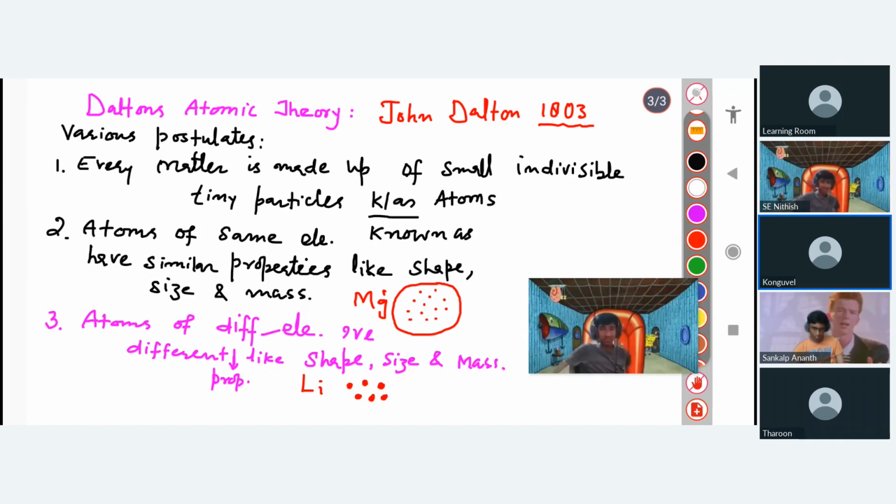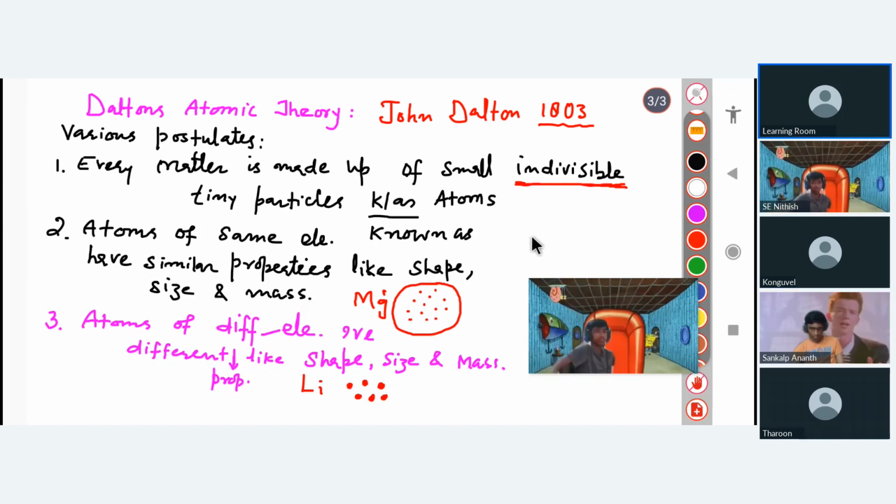Oh wait, the first one is right? No, it is also not right, because the first one is wrong. It is also wrong. It is actually indivisible. He is saying that it is indivisible, but we know that atom can be divided. It is further made up of electron, proton, and neutron. So Democritus was also wrong.